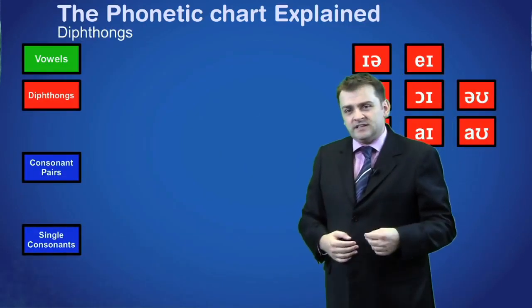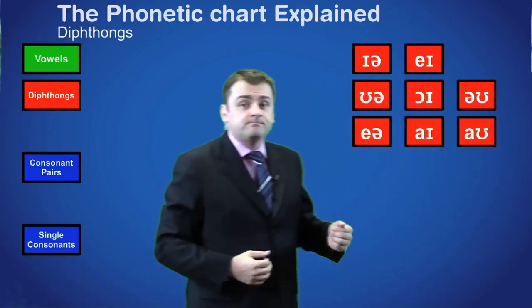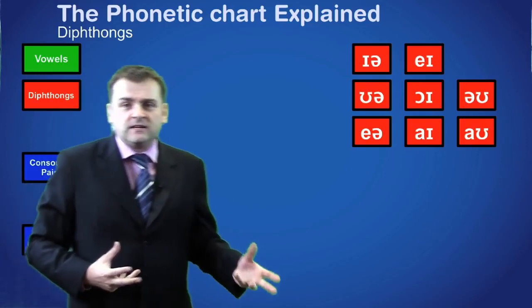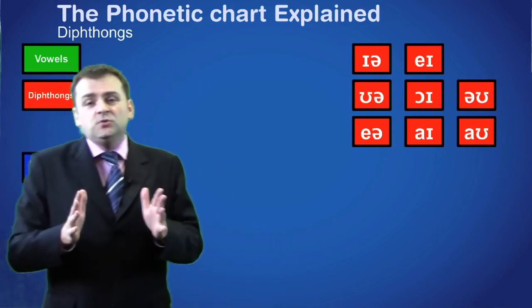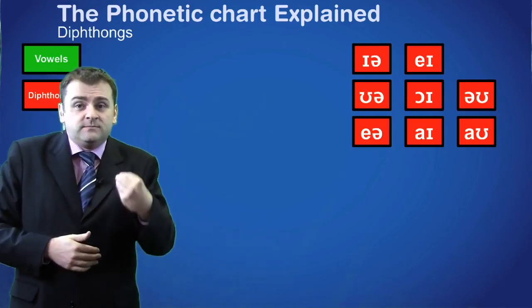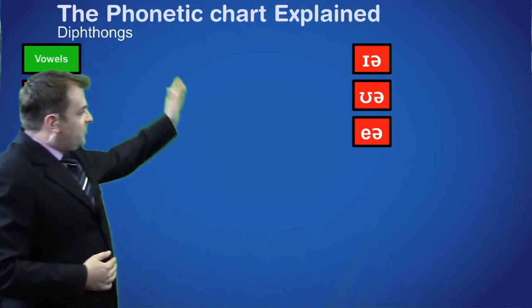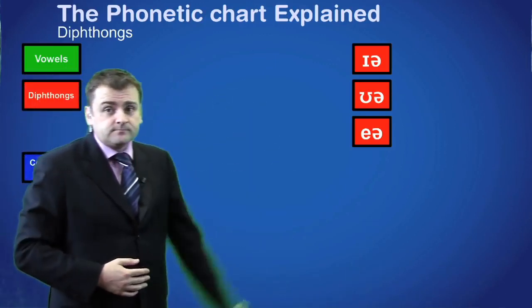The second section is the diphthongs. On our chart, that's the section in red. Diphthongs are also vowel sounds, but they're a combination of 2 vowel sounds that appear together within the same syllable, producing a new, unique sound. They're arranged according to the second sound.